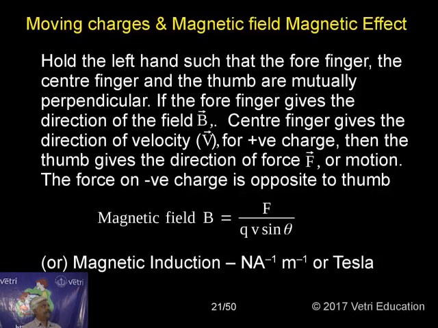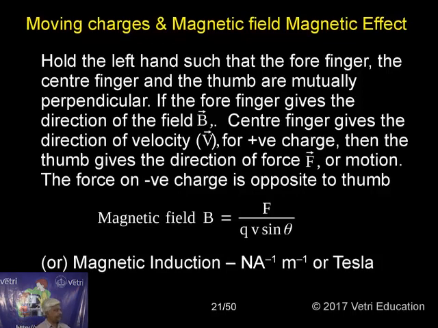Moving charges and a magnetic field, magnetic effect. Just now I told about Fleming's left hand rule. Hold the left hand such that the forefinger, the center finger and the thumb are mutually perpendicular to each other. The forefinger gives the direction of the magnetic field, the center finger gives the direction of velocity, meaning the particle in motion, that means current. For a positive charge, the thumb gives the direction of force or motion of a conductor.